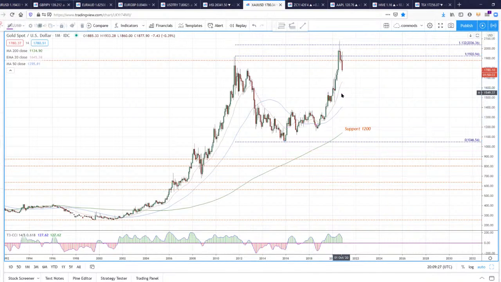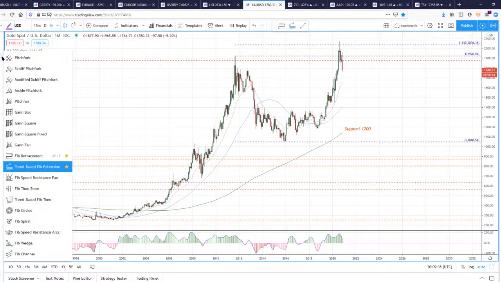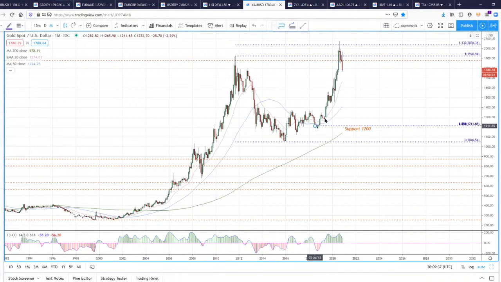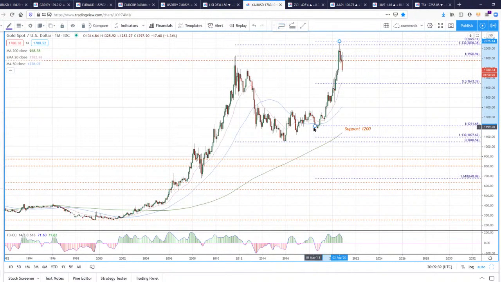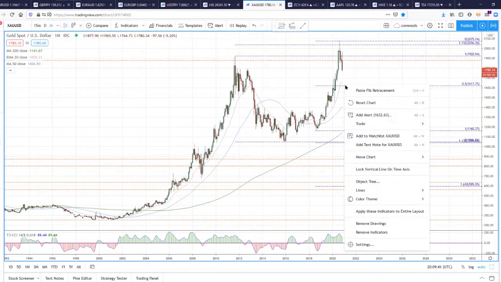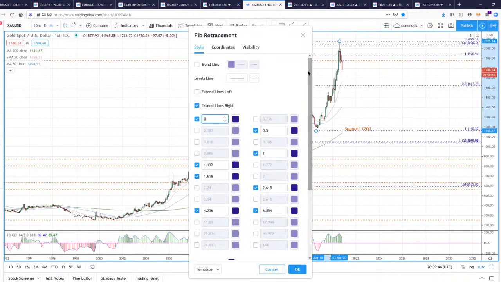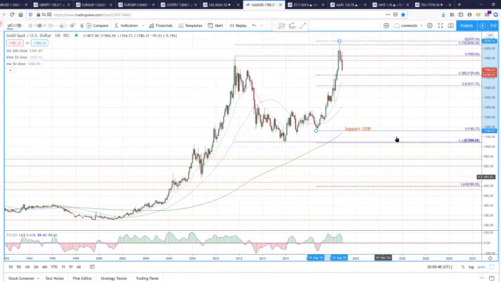I'm not convinced that we're there yet. I think that this is possibly wave 1, 2, 3. If that was the case, then the most common retrace would be somewhere around 38.2 of the wave 3, like this. So I'm going to go from this high to low here. And so that 38.2 level potentially is 1725.